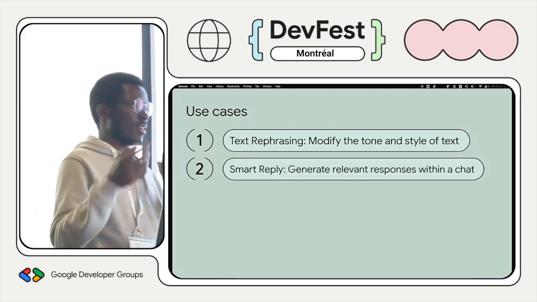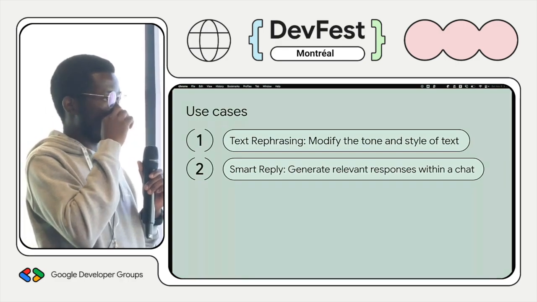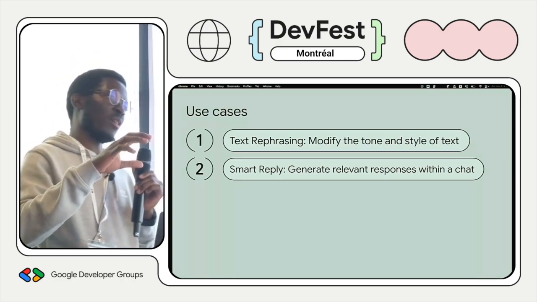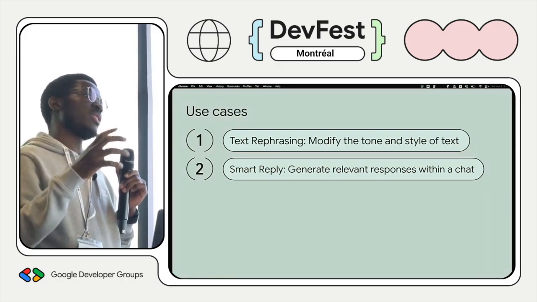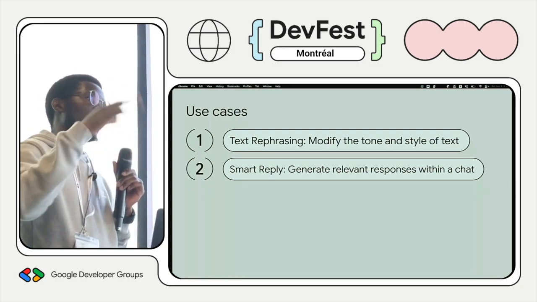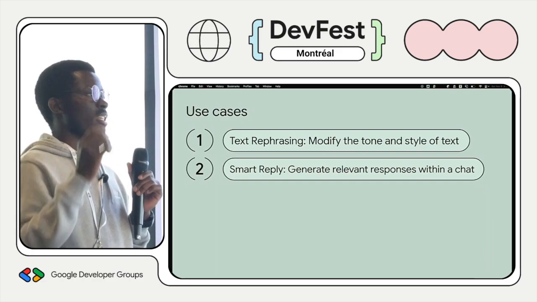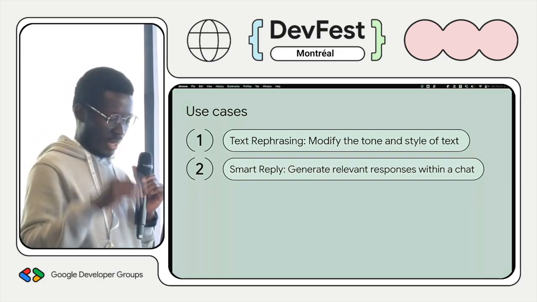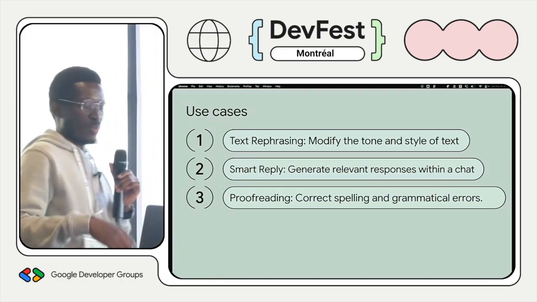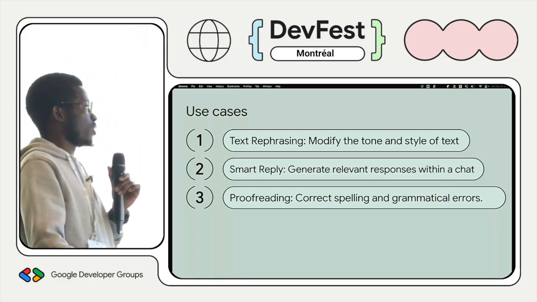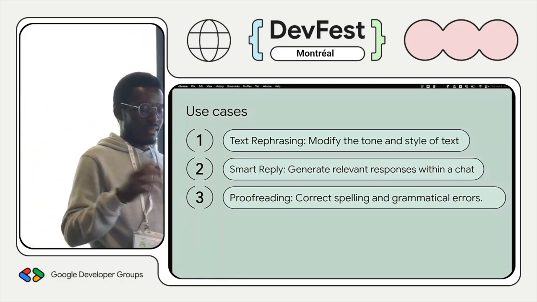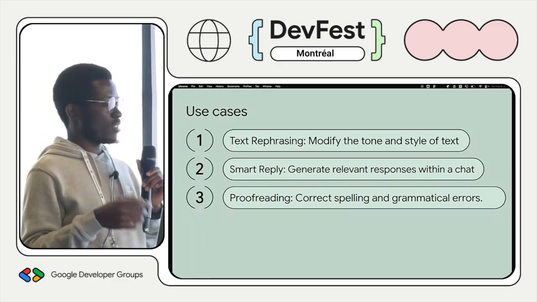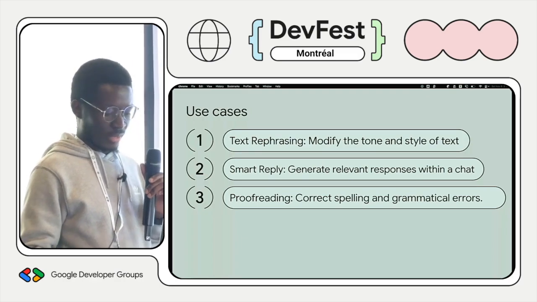Another use case is smart reply. Right now, if you are using the Google keyboard, you can have the smart reply. The keyboard is able to understand the conversation and can suggest the next reply to the conversation that you are in. Another one is proofreading. You can use it to correct semantic or grammatical errors in the text that you are working on.